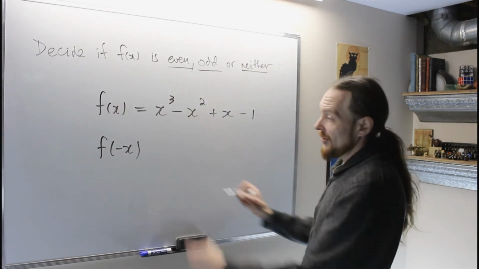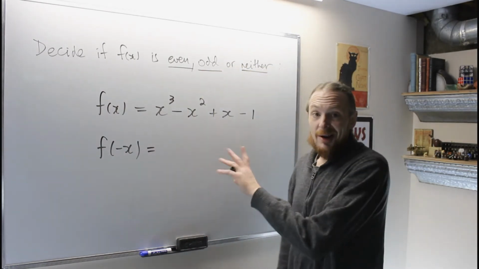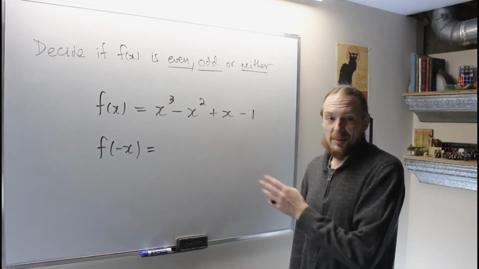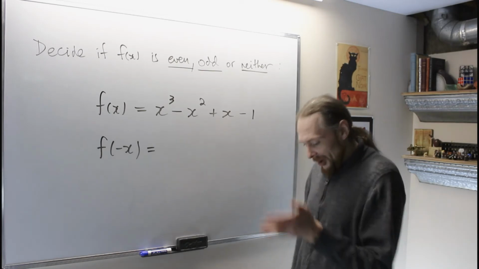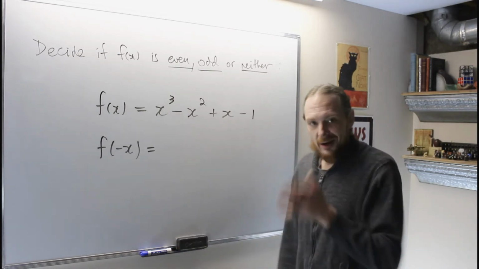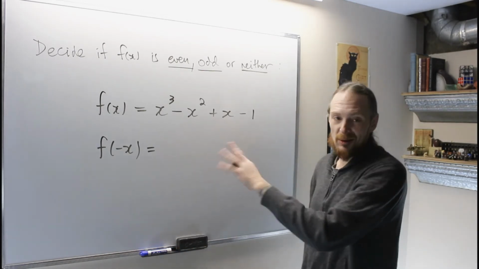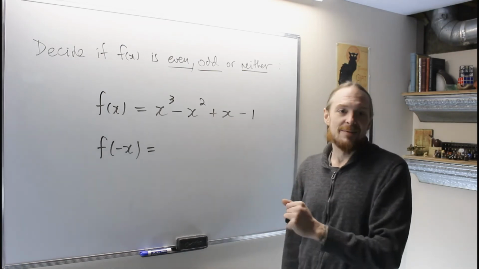I put negative x wherever. This will be the hardest one for you to argue at first, because nobody shows you how to argue things when things don't work out. If it works out and it's odd, then you're like, odd. If it works out and it's even, you're like, even. But what does it look like, and how do I argue when it's neither of those?